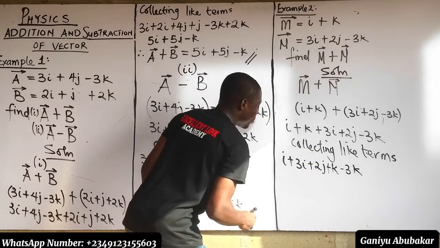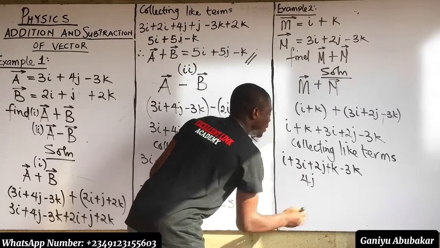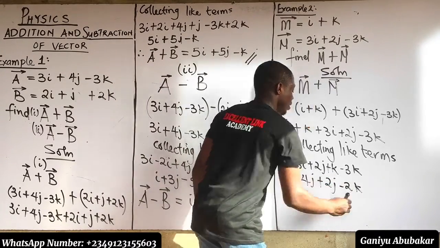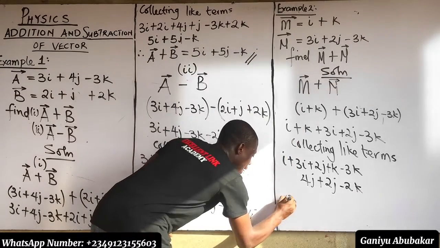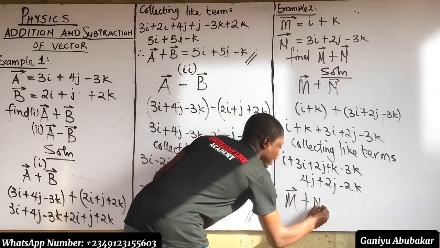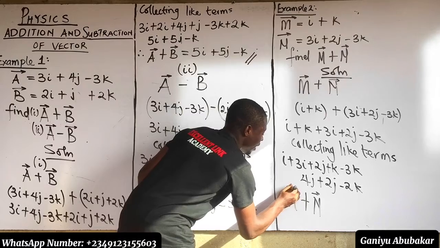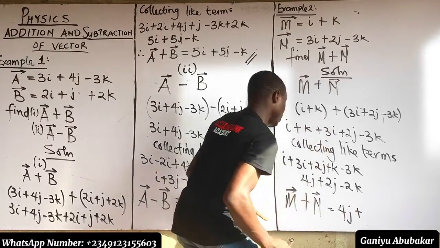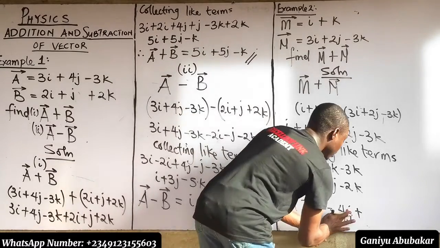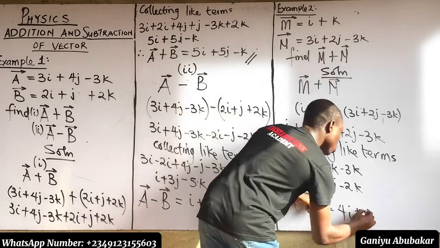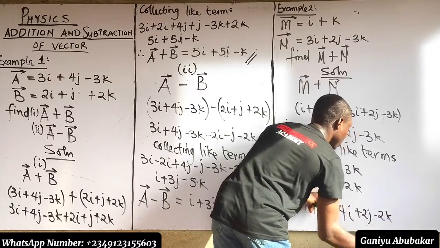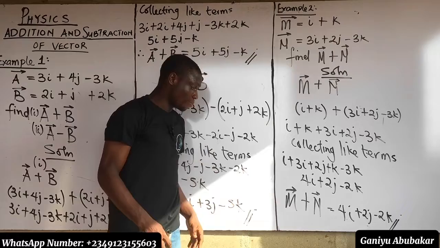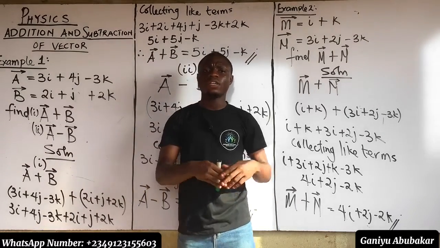Get this right. My answer becomes i plus 3i gives 4i, plus 2j, plus k minus 3k gives minus 2k. This means that if vector m sums up with vector n, I have 4i plus 2j minus 2k as my final answer after simplifying this one here. So this is how to add and subtract vectors.